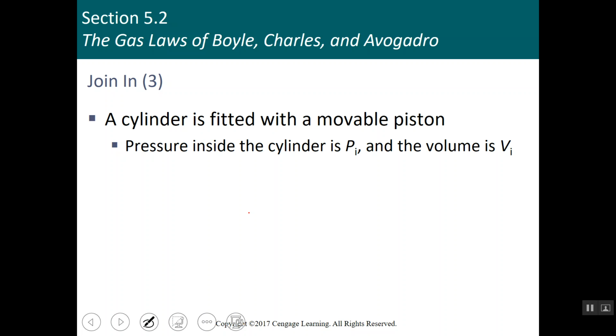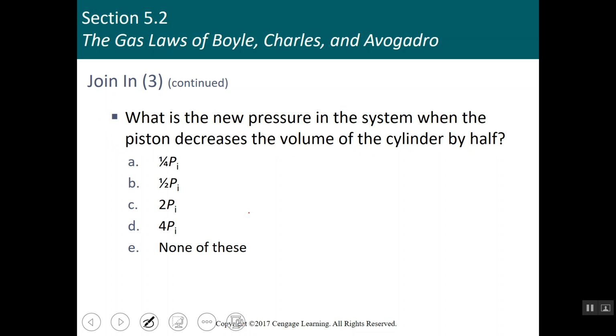A cylinder is fitted with a movable piston. Pressure inside the cylinder is Pi, which means initial pressure, and the volume is Vi, which means initial volume. What's the new pressure in the system when the piston decreases the volume of the cylinder by half?